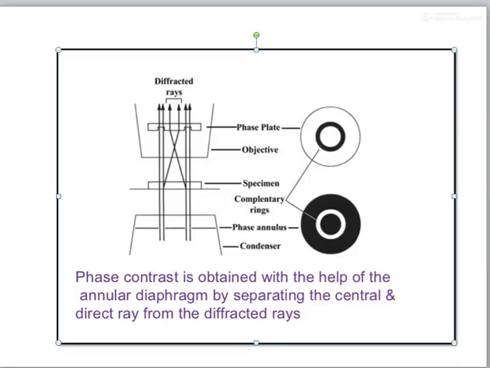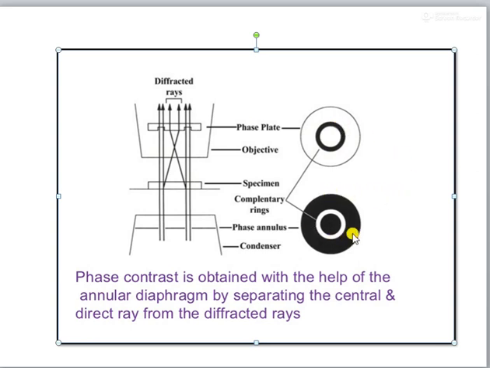So if you look into this pictorial representation, you can see that if this is the condenser, on top of that we have a phase annulus, and this is a specimen, and from the specimen the light will pass through a phase plate, and the phase plate is coated with some material so that it will be retarding the light to some angle, to some extent.